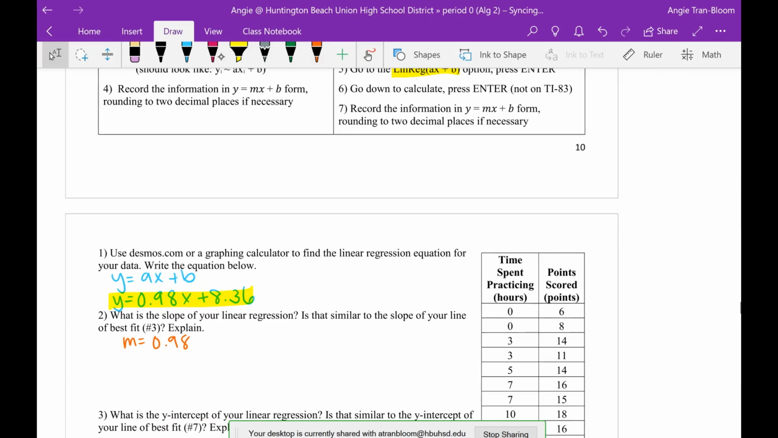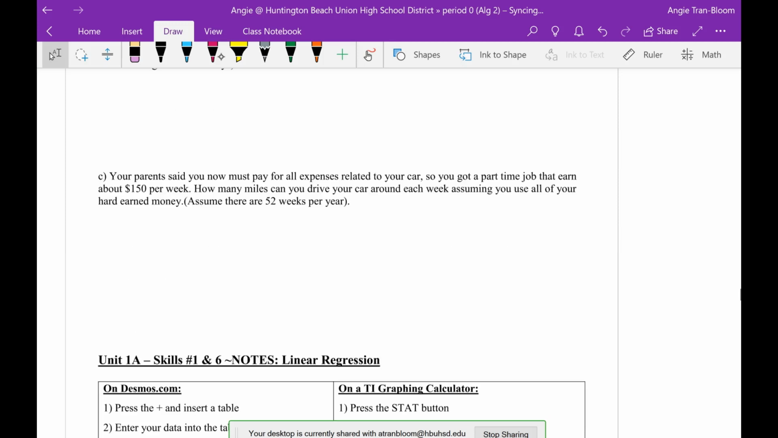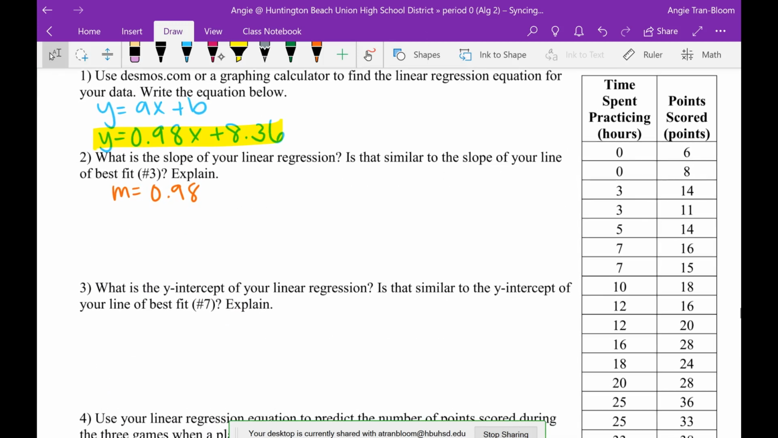Again, if you need to write down the buttons of the calculator, please do so. Okay, you will be asked. What is your y-intercept of your linear regression? 8.36, you're right. So y-intercept, y-int. You can write it like this, y-intercept, which is 8.36. Or you can write it as an ordered pair, which is 0, 8.36, okay?